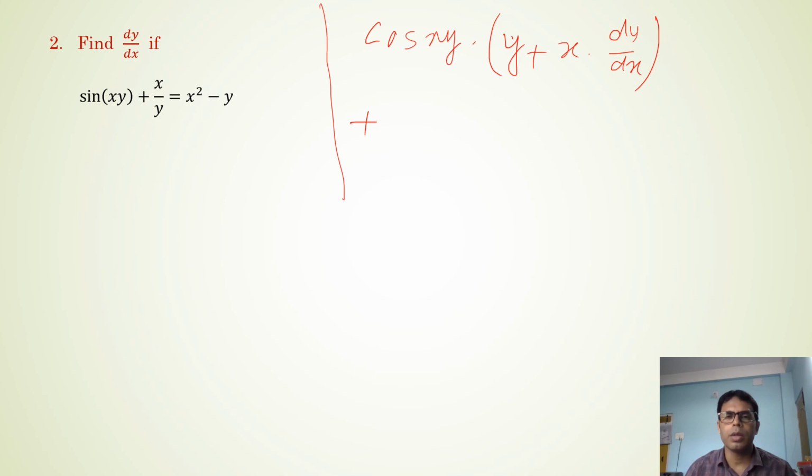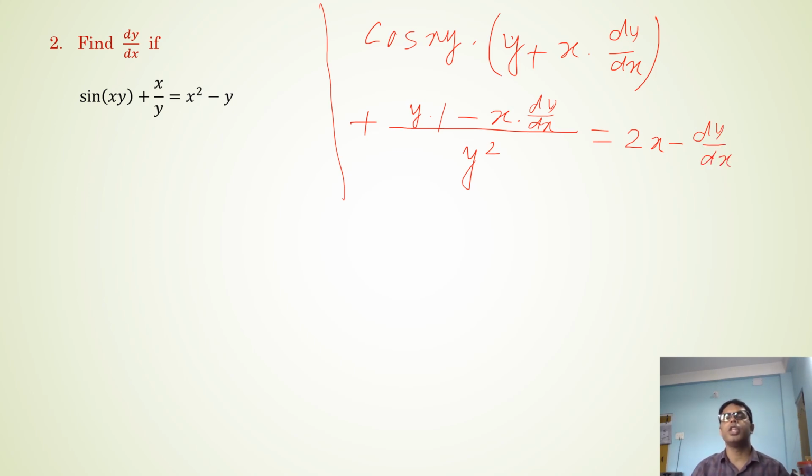We have to use the quotient rule here. The quotient rule is denominator square, that is y², then denominator into derivative of the numerator is 1, minus numerator is x into denominator derivative is simply dy/dx, and on the right hand side, x² differentiation is 2x and minus y differentiation is only dy/dx. This is the differentiation line. Very important line this one.